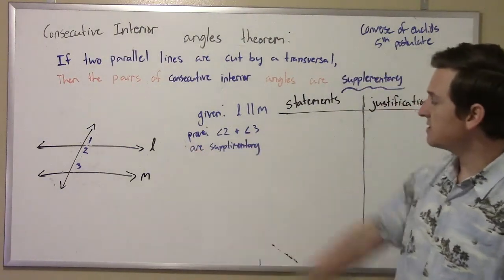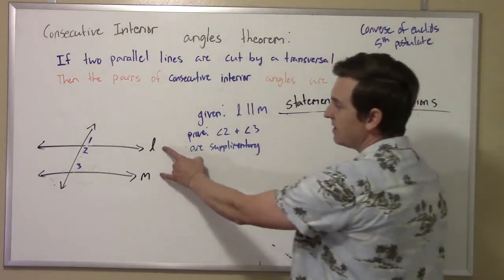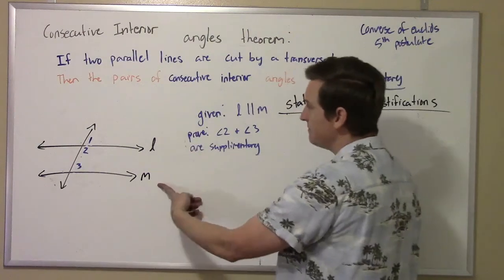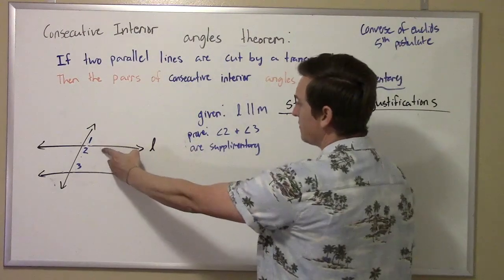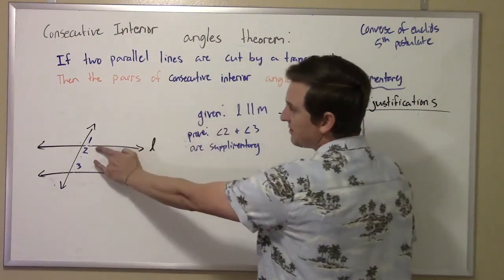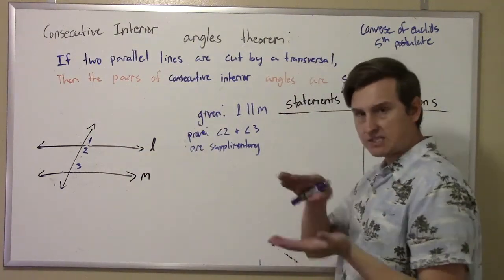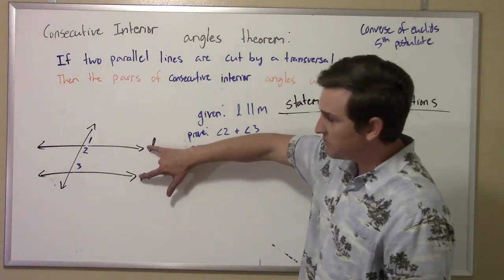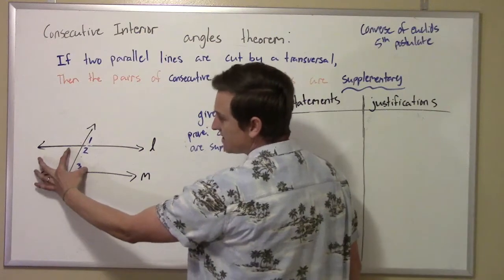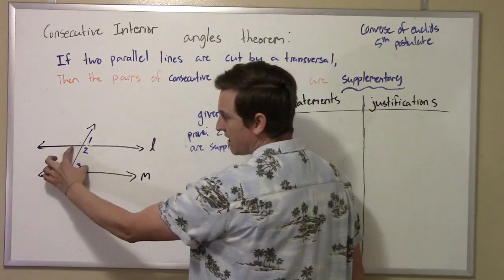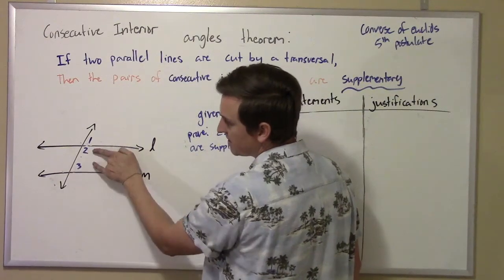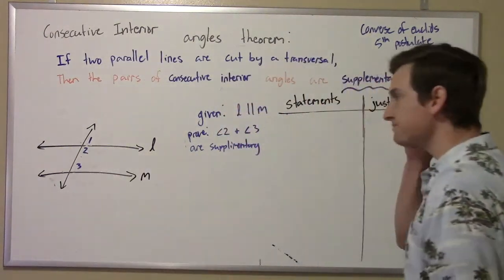So here's the setup that we're going to use. We're going to have parallel lines cut with a transversal, and we know L is parallel to M. We're going to show that 2 and 3 are supplementary. So 2 and 3 are the consecutive interior angles. Remember, consecutive means next to each other, and interior means in between the two lines. Alternate interior would be on opposite sides of the transversal and next to different lines, so those would be alternate interior. These are consecutive interior because they're next to each other.